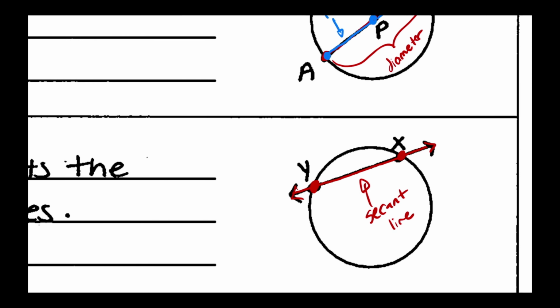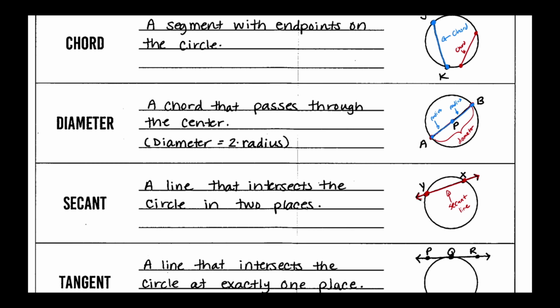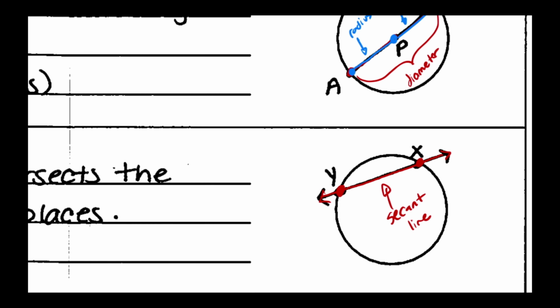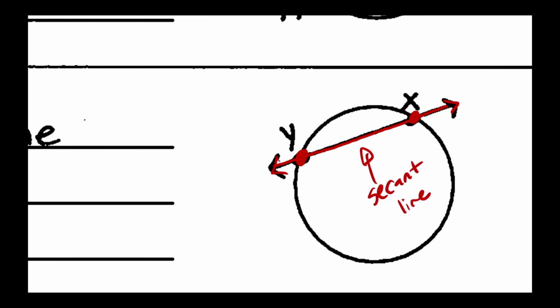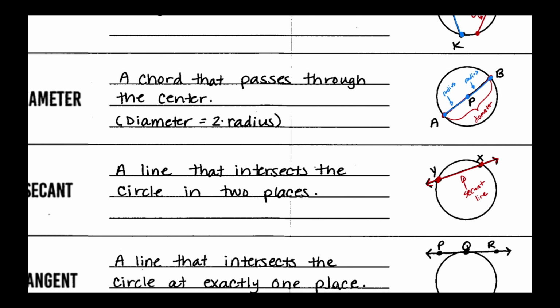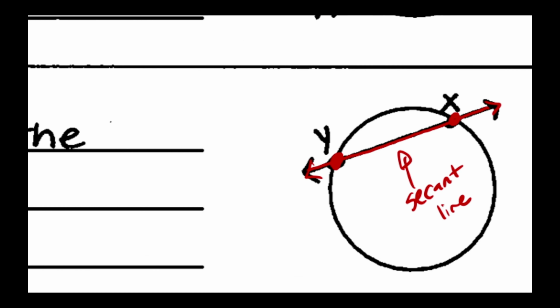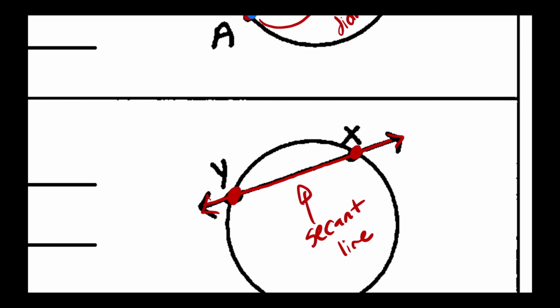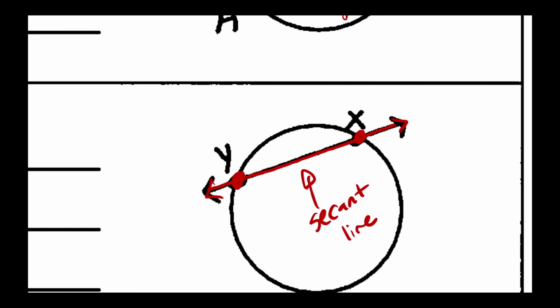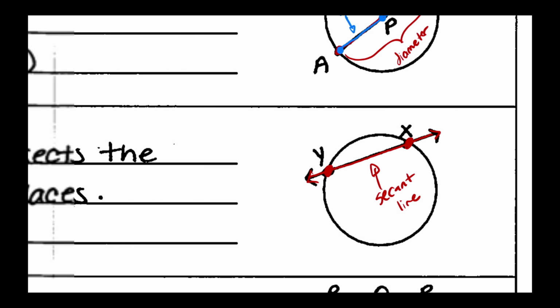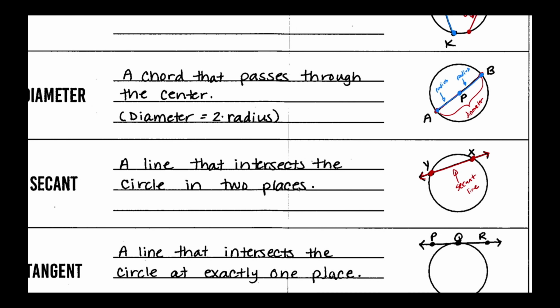It's just a word for, if you have a circle and a line is going through that circle and it hits the circle twice, that's called the secant. It has to hit it twice, has to have 2 points of intersection, 2 points where it intersects the circle. Okay, everyone good with that one?